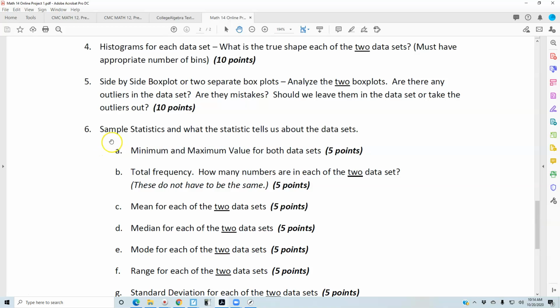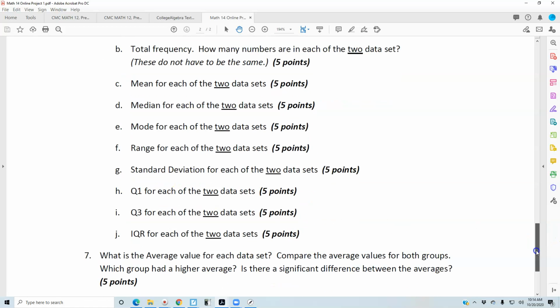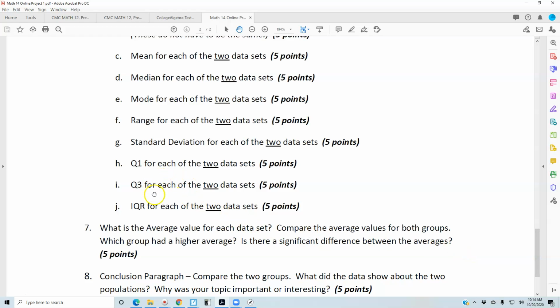Number 6, you should add sample statistics and what the statistic tells us about the data sets. You should have a minimum and maximum value for both data sets. Total frequency, how many numbers are in each of the 2 data sets. Okay, they do not have to be the same. You want to have the mean for each of the 2 data sets, the median for each of the 2 data sets, the mode and the range, and the standard deviation, quartile 1, quartile 3, and the interquartile range.